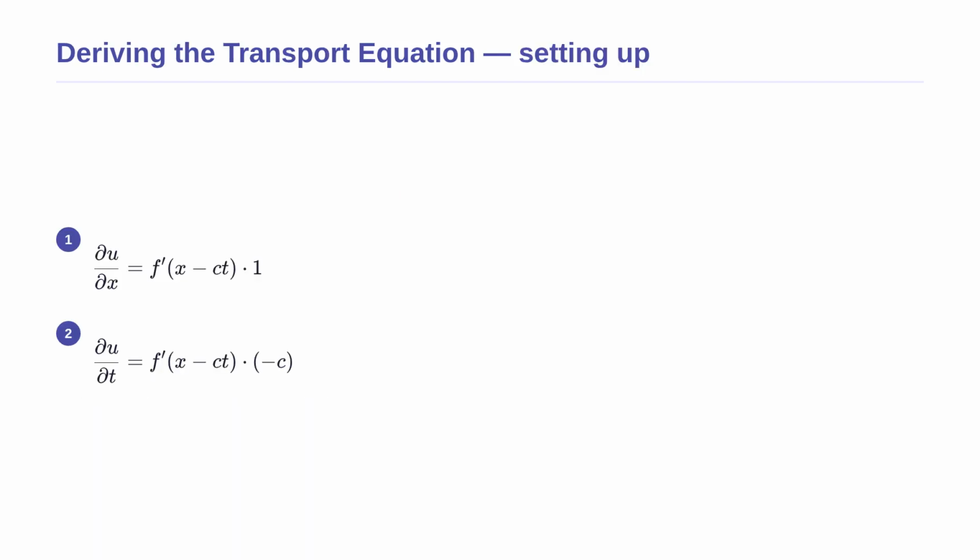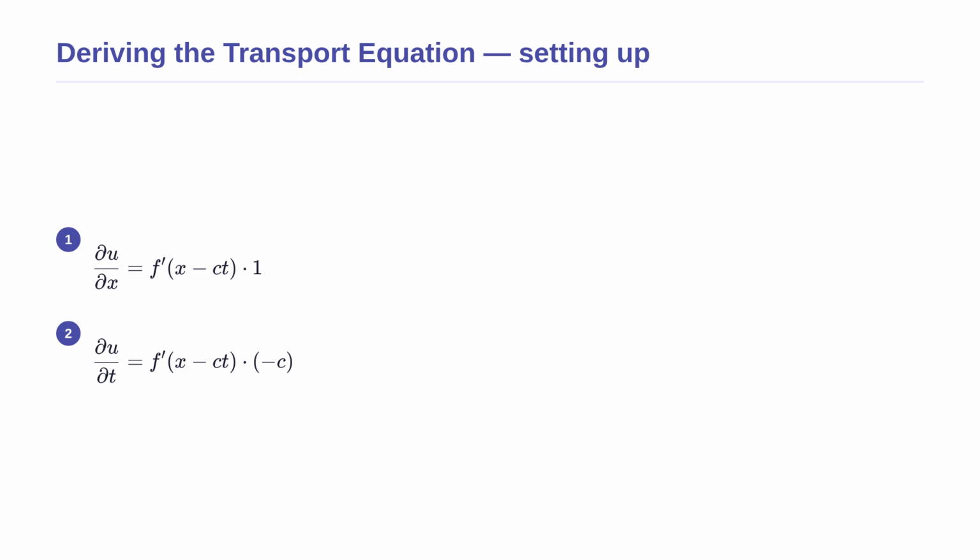Let us take those partial derivatives to set up our equation. First, we take the partial derivative of the wave height with respect to position x. Using the chain rule, we take the derivative of the outside function f, giving us f prime, and multiply by the derivative of the inside argument with respect to x, which is just 1.